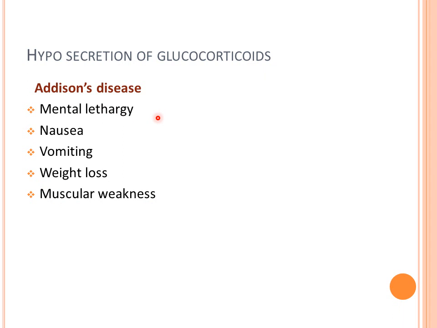Now we don't have any visual characteristics that we can show in a diagram of how people having less secretion of glucocorticoids look. Because mental lethargy you can't show through a picture, nor nausea, nor vomiting. So these are all the symptoms which you can observe and check, indicating low levels of glucocorticoids in a person's body. Now what happens if it is secreted more?